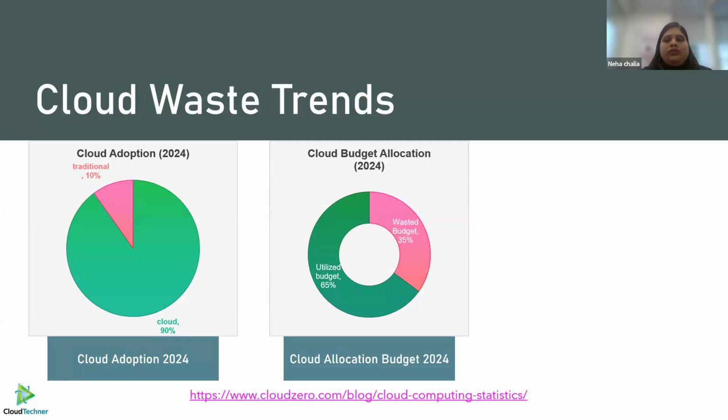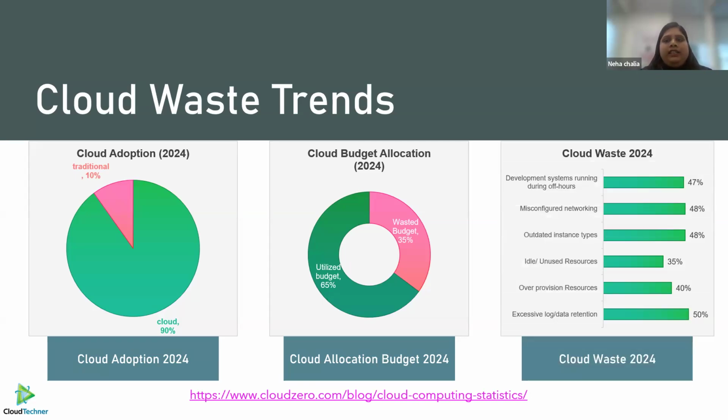Then talking about cloud waste, as we discussed in the previous slide, out of the total cloud budget, 35% is categorized as waste. That's more than a third of the allocated budget going unused or underutilized. This highlights the urgent need for better optimization strategies. Finally, the high-level breakdown of different categories where cloud waste is happening. So these numbers paint a clear picture that while cloud is transformative, managing and optimizing it effectively is crucial to prevent unnecessary spending.